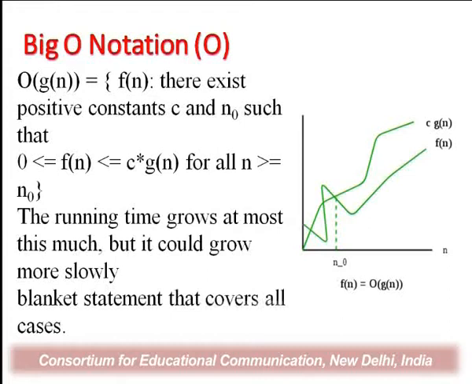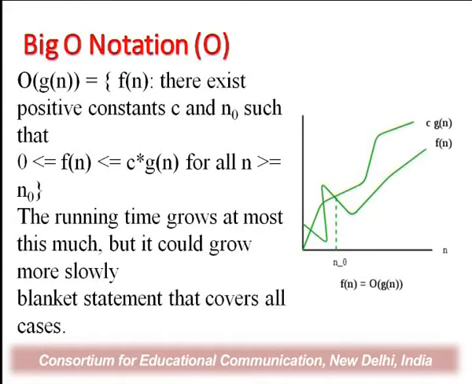That means whatever time our function f(n), or whatever time our algorithm is going to take to be implemented, that will always be lesser than C of g(n) for all values of n greater than n0. That means the running time grows at most to C of g(n), but it could grow more slowly. So basically, I can say it is a blanket statement that is going to cover all the classes.